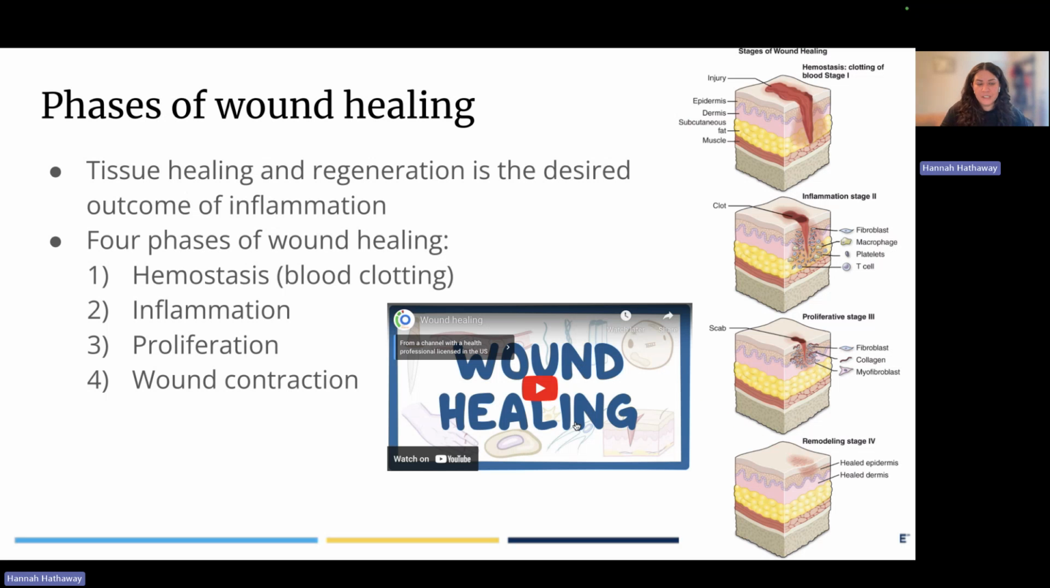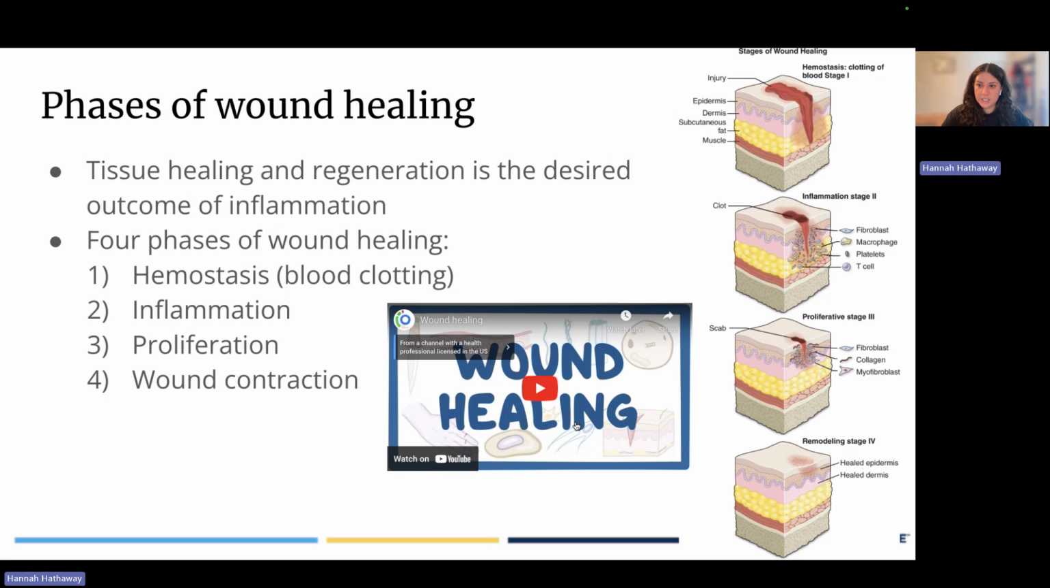The first is hemostasis, which is another word for blood clotting. Before the wound can be healed, you need to stop blood from leaving. That's phase 1. Phase 2 is inflammation. Once again, that's important for fighting any sort of infection, but inflammation is also important because it helps get cells to the wound that are going to be involved in repairing the wound itself.